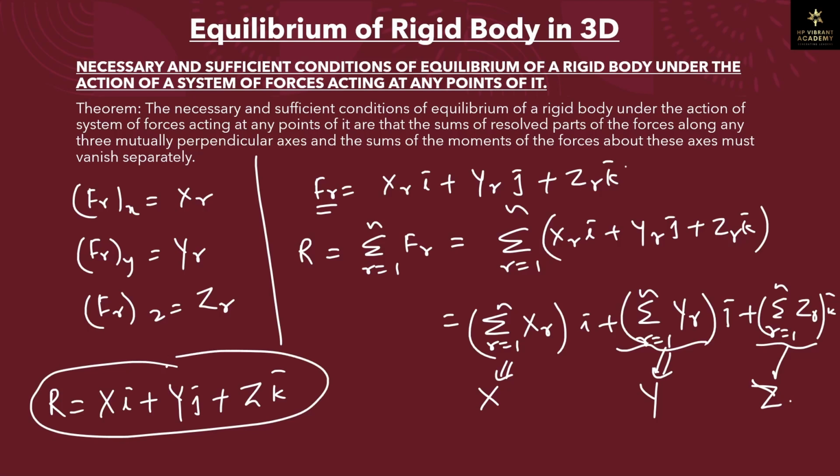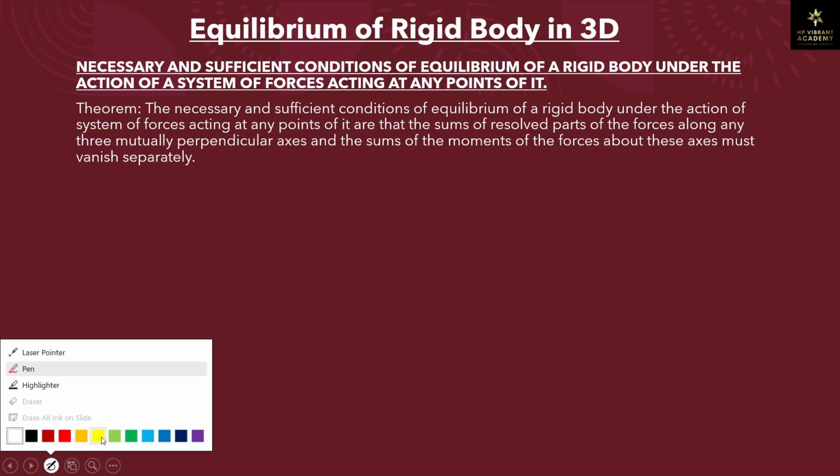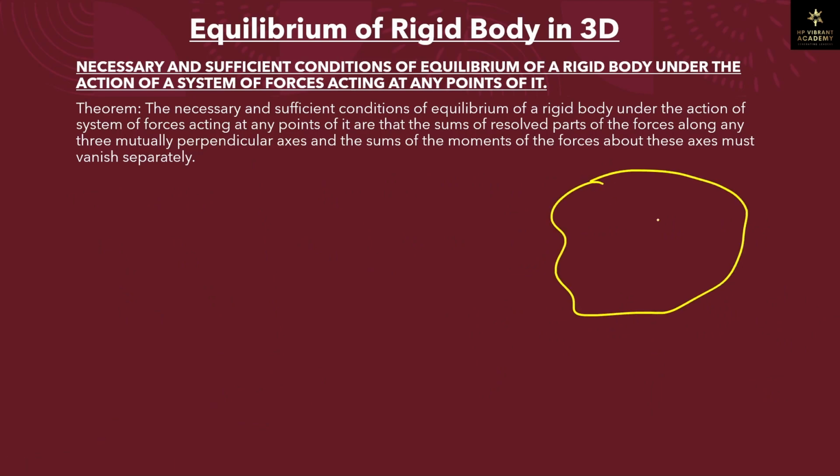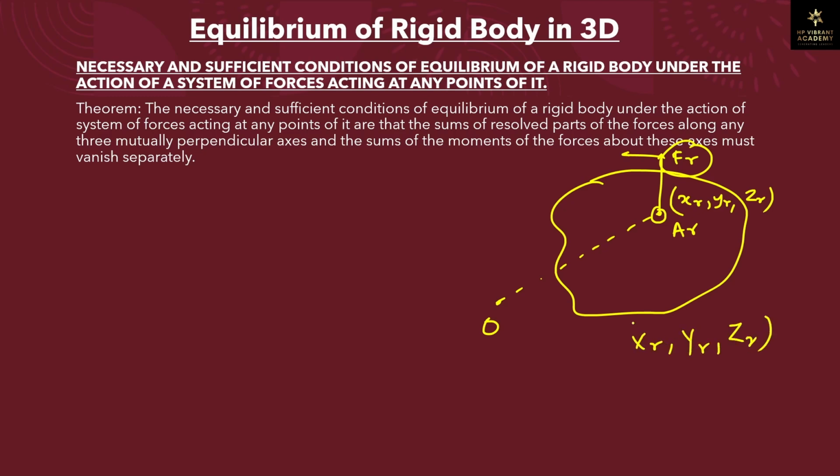Now let us calculate the value of the couple of moment. How can we find this? We have considered a rigid body. Let us consider a point Ar, and the force we have considered as Fr. Let us consider the coordinates with respect to the base point O as xr, yr and zr. These are the coordinates. The resolved parts of Fr along the X, Y and Z directions we have considered as capital Xr, capital Yr and capital Zr.